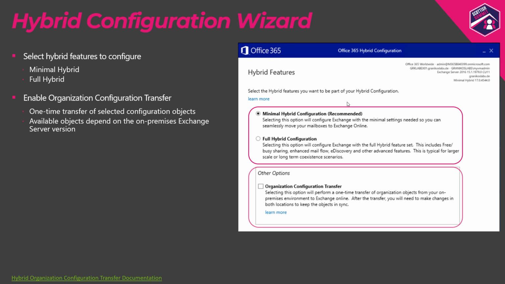And in the lower section of the window, you find an option to do a one-time organization configuration transfer. I'd recommend you take a look at the online documentation. So in this case, the organization configuration is used to transfer the configuration of policies, setup, and some other configurations at this very moment. So there's no synchronization being established that keeps your configuration in sync. This is just a one-time transfer of your on-prem organization configuration to Exchange Online.